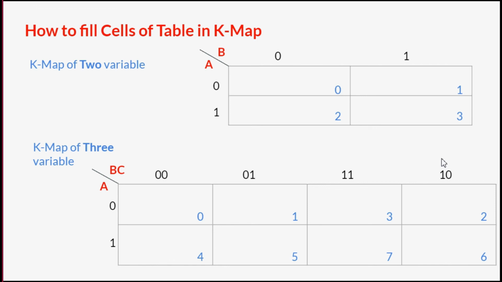The total number of cells is 2 raised to the power n. If the number of variables is 3, then the total combinations could be 8, starting from 0, so it could range till 7. That means 0 till 7. So I have written all those cell numbers.